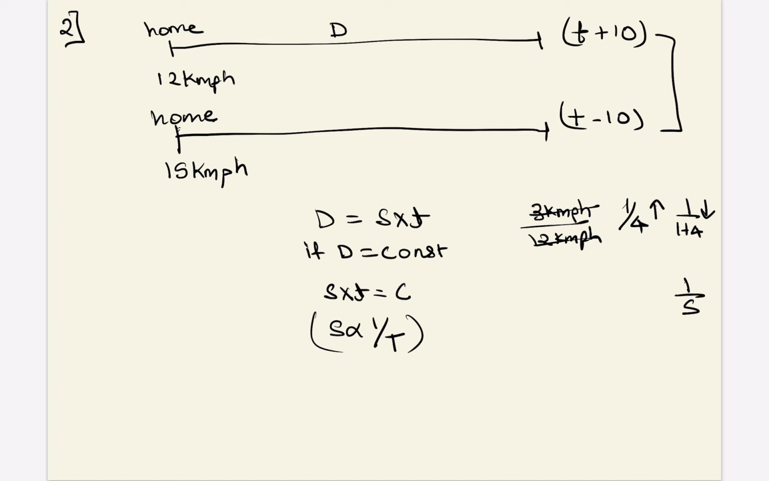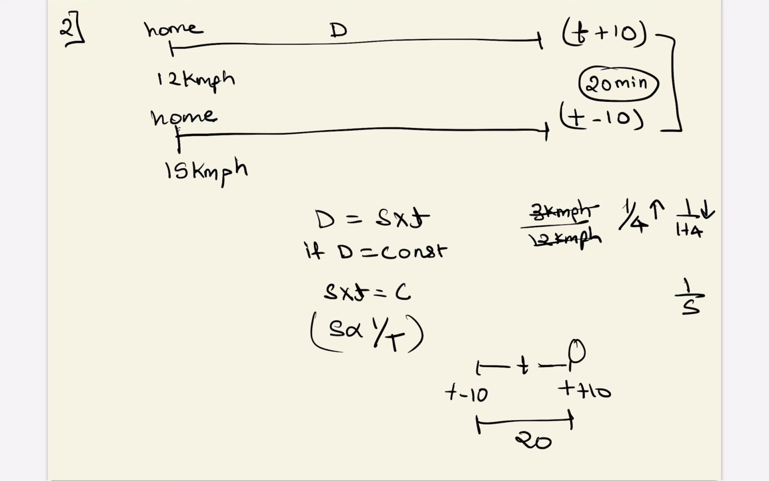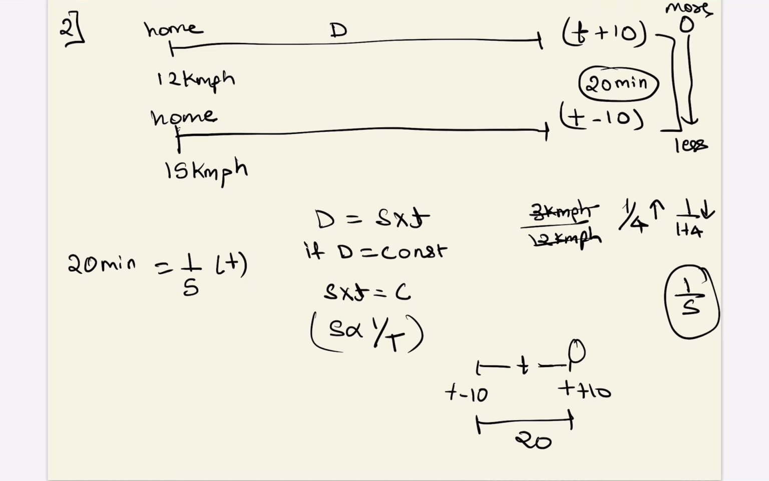The time difference between these two is 20 minutes. 20 minutes was the time which was decreased, because this is t minus 10 and this is t plus 10, and in between them there is a 20-minute difference. The first case was more and it reduced; this was more, this is less. So it reduced by 1 by 5. The time that was reduced was 20 minutes and it was equivalent to 1 by 5 of t.